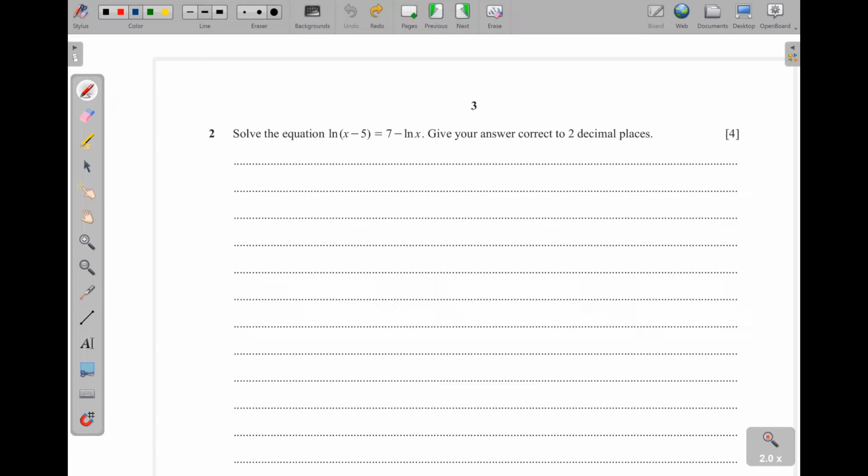Now, using the rules of logarithms, I can bring the two logarithms onto one side. So natural log of (x minus 5), and then I will have plus natural log of x. Then I leave the 7 here. Using the rules of logarithms, because this is addition, I'm going to multiply the arguments. So it will be natural log of (x minus 5) times x, and this is equal to 7.